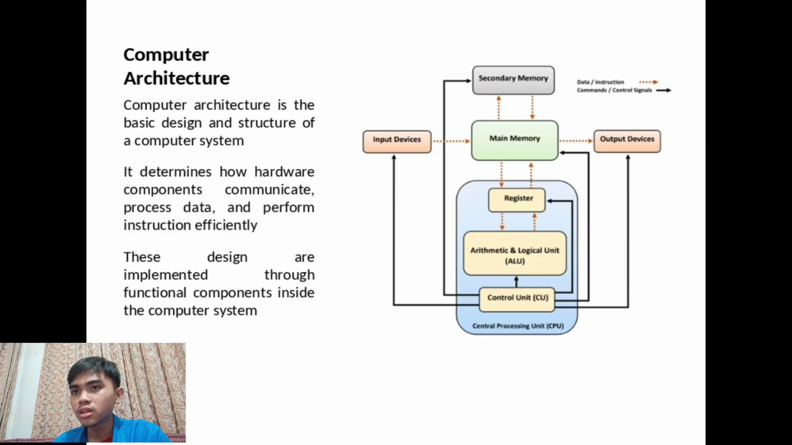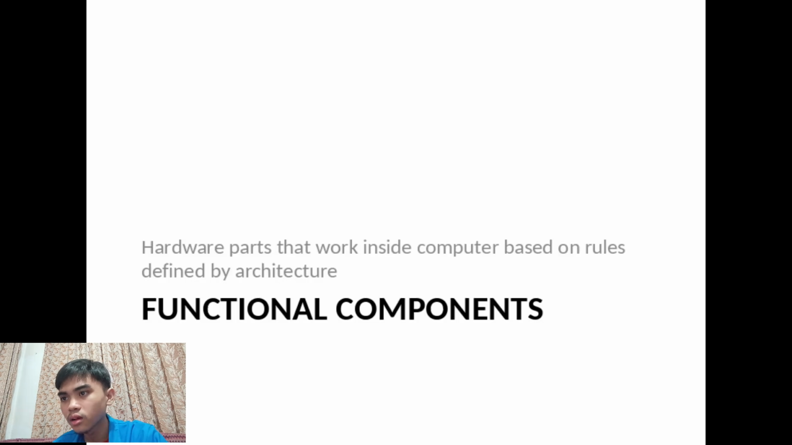The following image is the design of computer architecture. It determines how hardware components communicate, process data, and perform instructions efficiently. These designs are implemented through functional components inside the computer system. What is a functional component? Functional components are hardware parts that work inside a computer based on rules defined by the architecture.